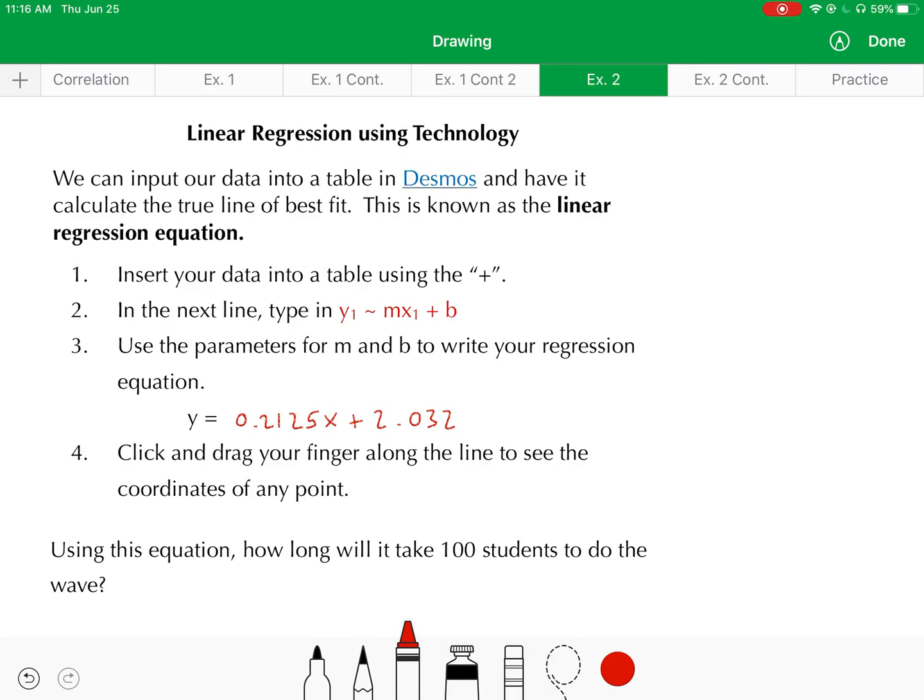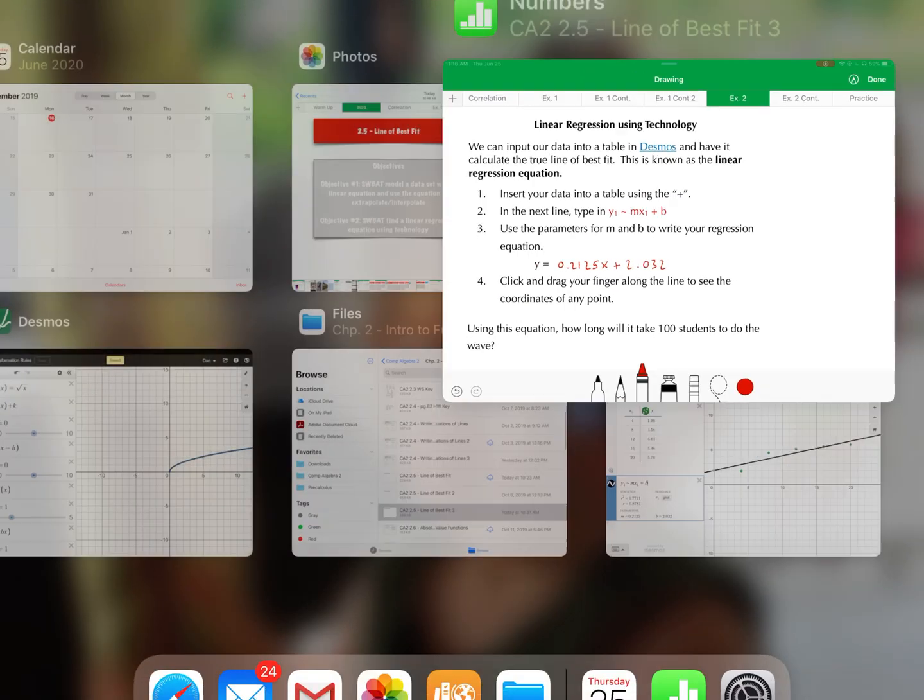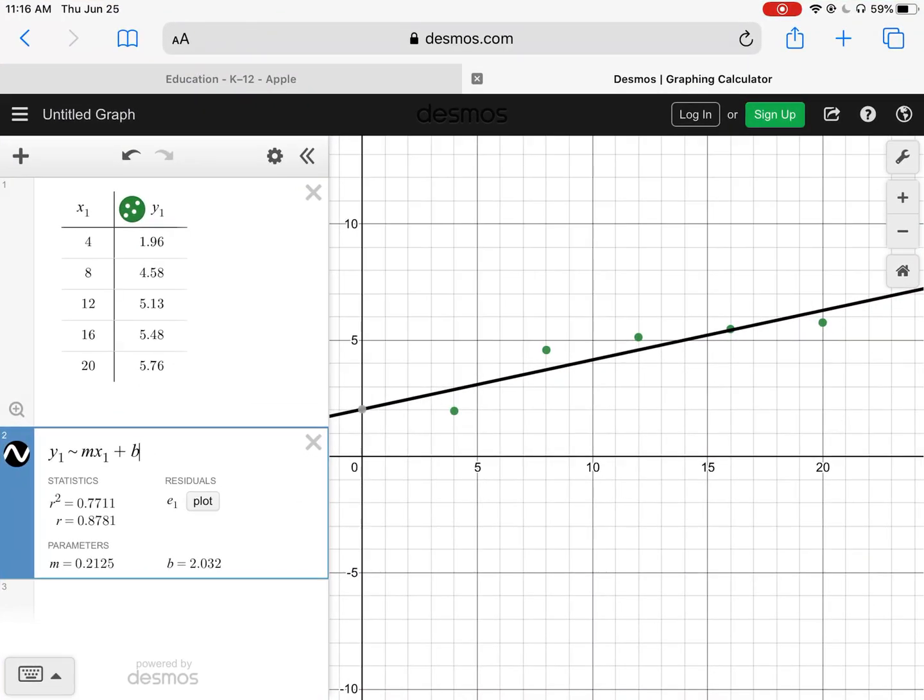All right, now let's use the equation to make the same prediction that we did yesterday, how long it's going to take 100 students to do the wave. All right, a couple ways you can do this in Desmos. So notice that the line is actually graphed now, okay?